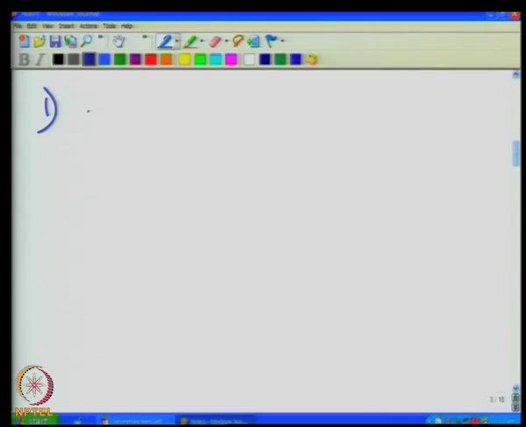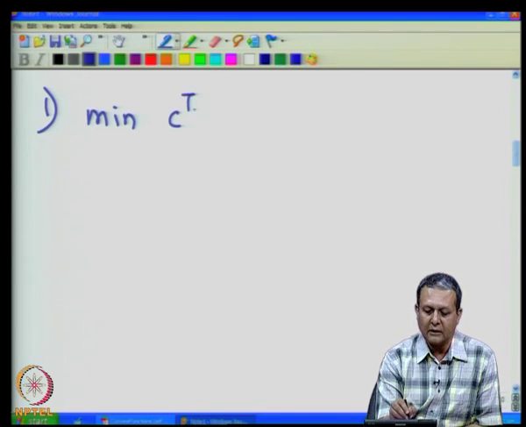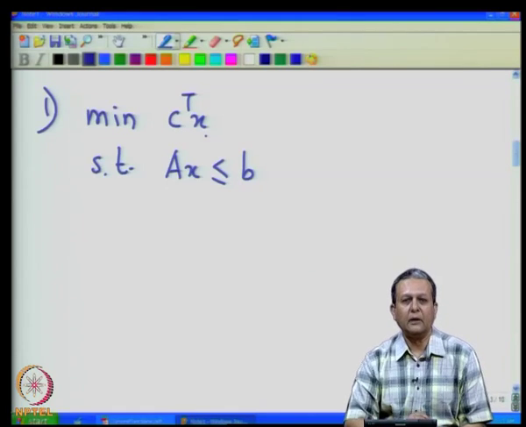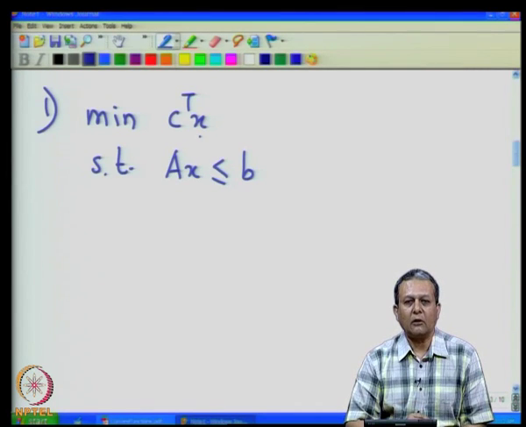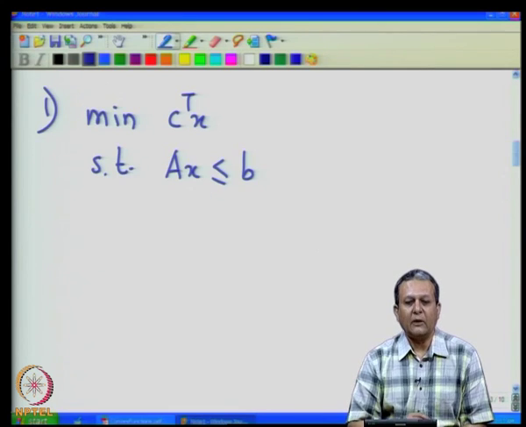Now, the first example that we can think of is a very simple example. Suppose we consider the problem: minimize C transpose x subject to A x less than or equal to b. Now, the objective function here is a linear function, and we know that any linear function is a convex function. Now, the constraint set, we have seen that this constraint set is a convex set. So, this is a convex programming problem.